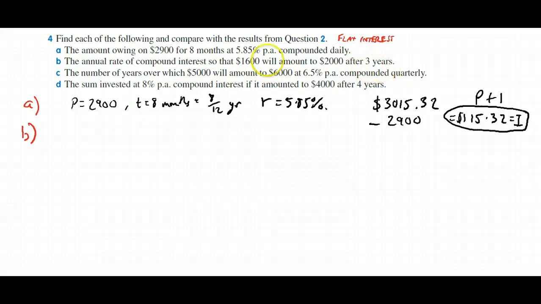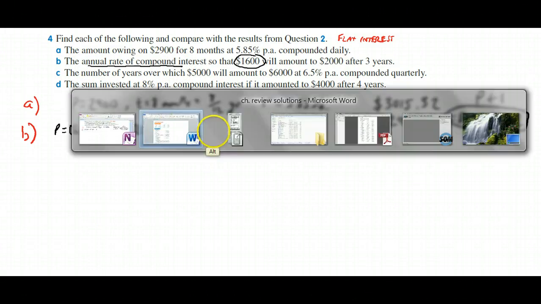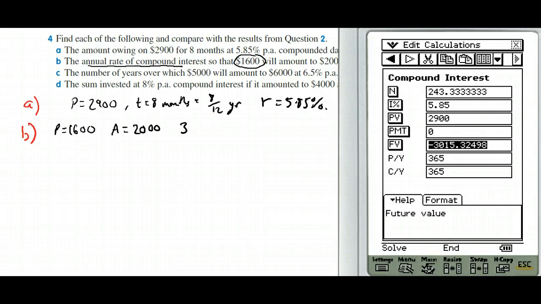after 3 years. So in this one, we've got to turn 1,600, that's our P, into the total amount, interest plus principal, of 2,000, and we've got to do it in 3 years. And we're looking for the annual rate of compound interest, so compounding periods are 1 per year. Let's put all that into our compound interest solver.